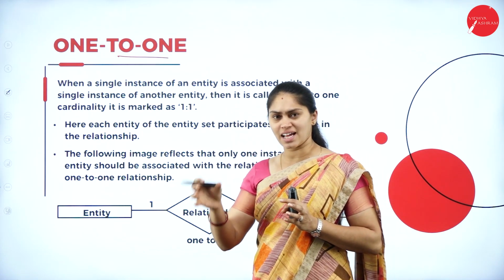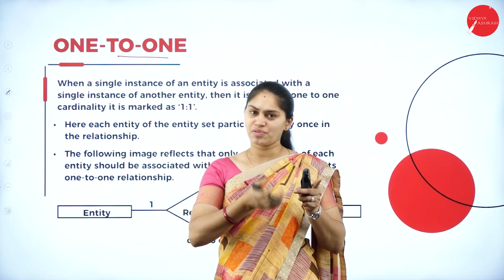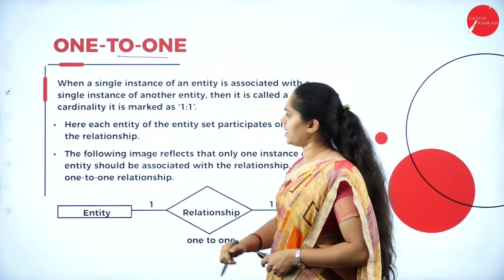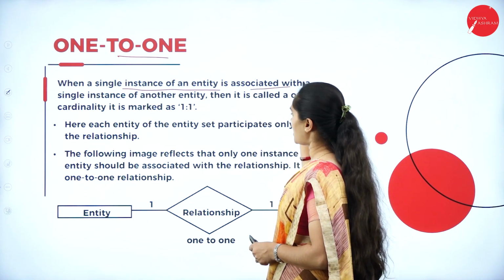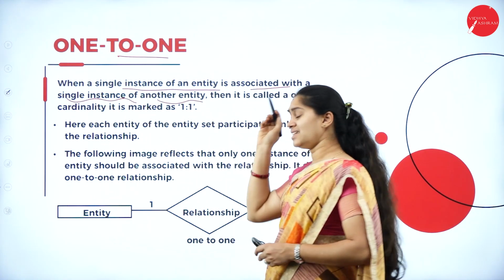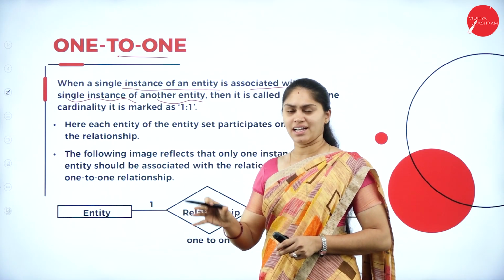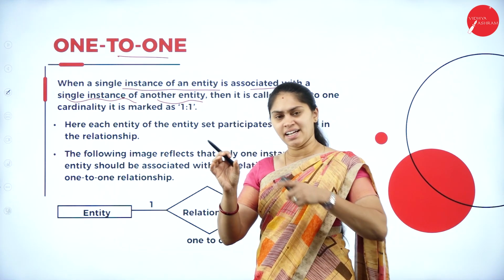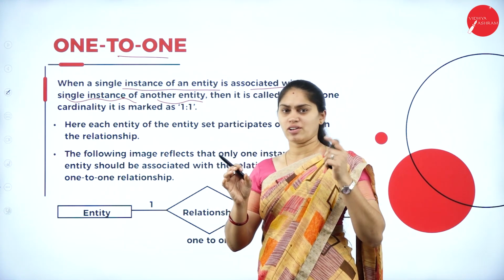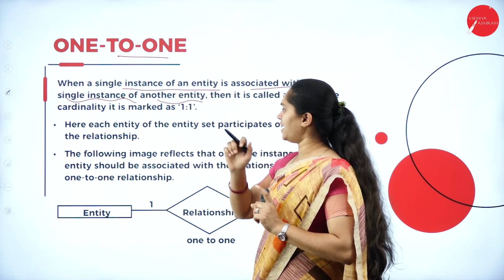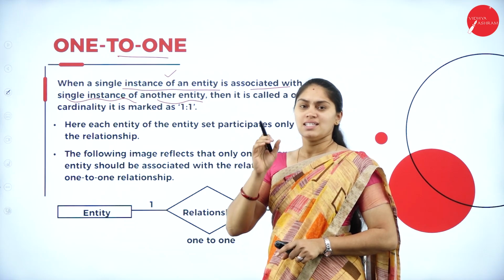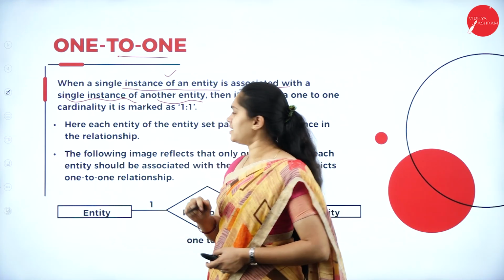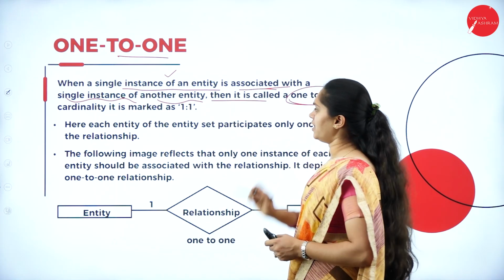How many instances of this entity are participating in a relationship with another entity will define the cardinality. When it comes to one-to-one, a single instance of an entity is associated with a single instance of another entity. So here I have a set of entities in an entity set. Here also I have a set of entities in an entity set. How many instances of this entity are participating with this entity will define the cardinality. If only one instance of an entity set is associated with a single instance of another entity, then we call that a one-to-one cardinality.